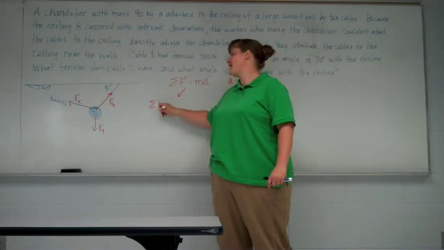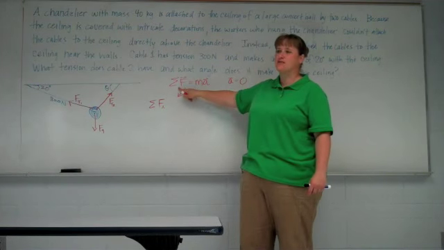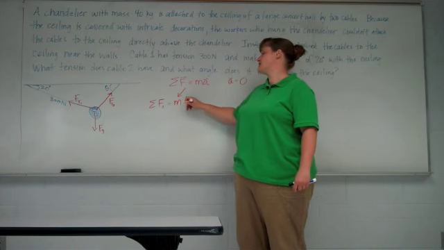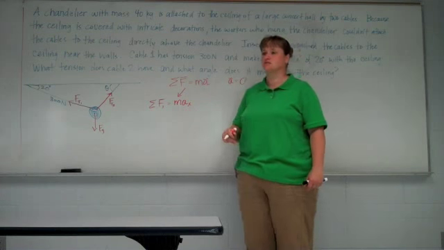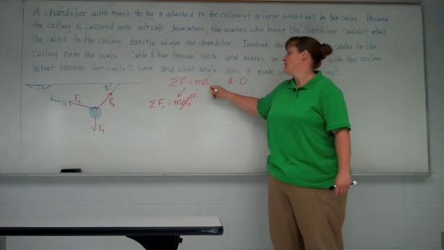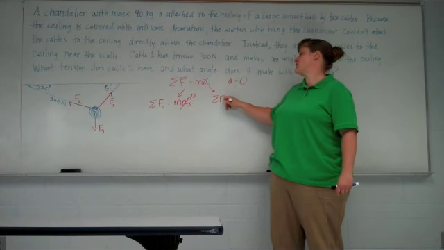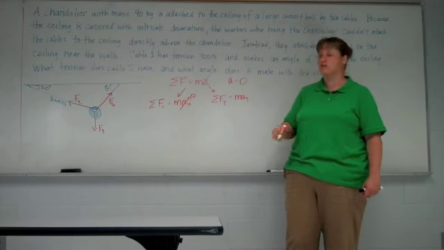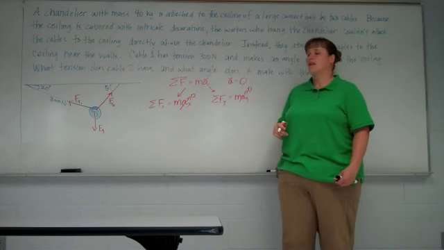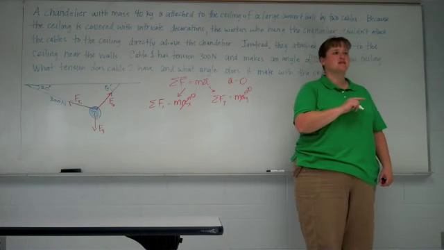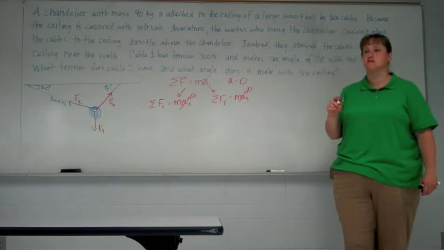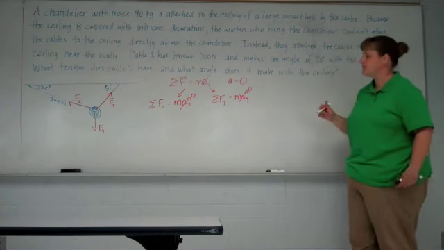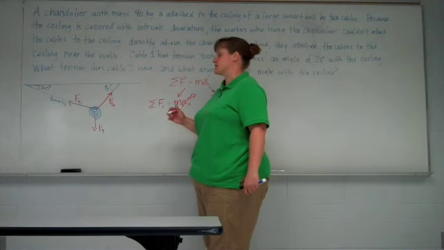vectors, we can only add x components together, so we'll only add the forces in the x direction. Those will equal the mass of our chandelier times the acceleration in the x direction, which is 0. Then we need to sum up the forces in the y direction as well. Those will equal the mass times the acceleration of the chandelier in the y direction, which is also 0. But we need to separate the forces into their x components and their y components. We can only add the x components together, and we can only add the y components together. So let's do the x components first.